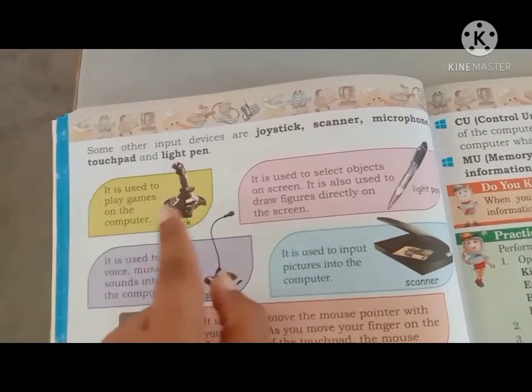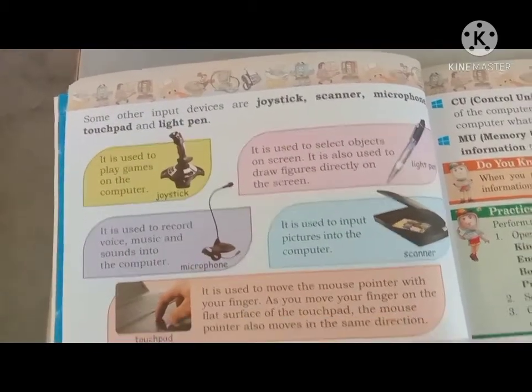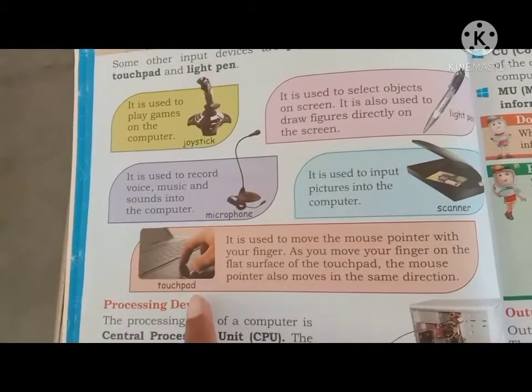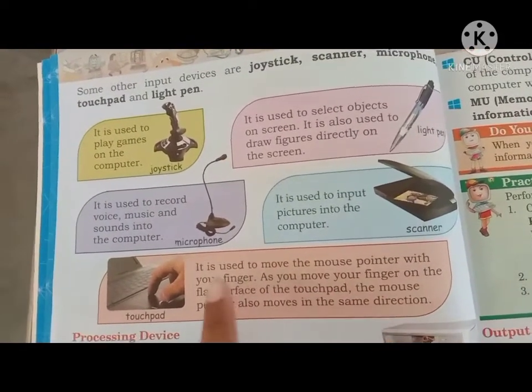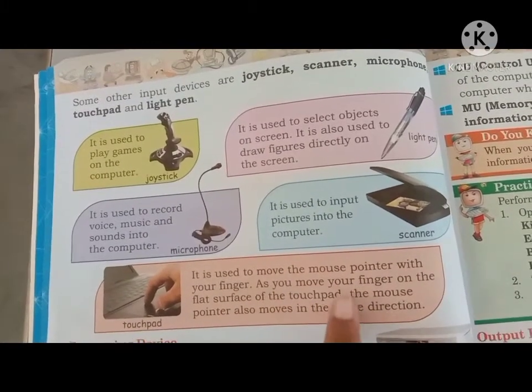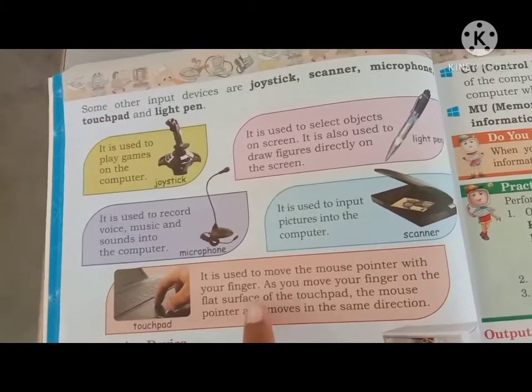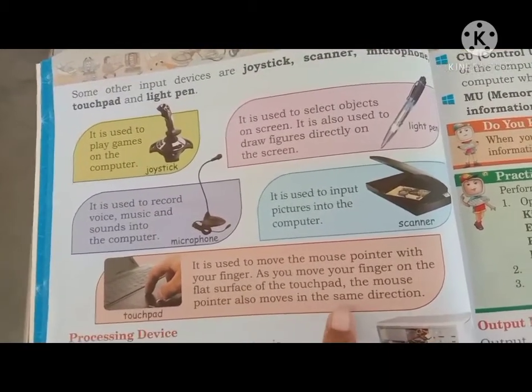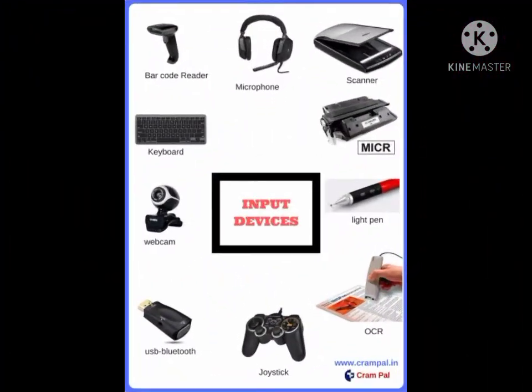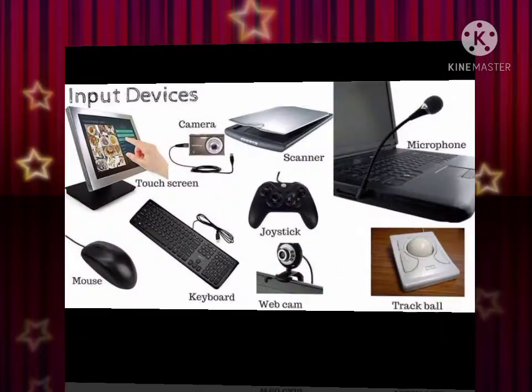Students, as you know, these are input devices. And now it's time for touchpad. It is used to move the mouse pointer with your finger. As you move your finger on the flat surface of the touchpad, the mouse pointer also moves in the same direction. Here are some other input devices such as barcode reader, web camera, USB, Bluetooth, OCR and many other things.